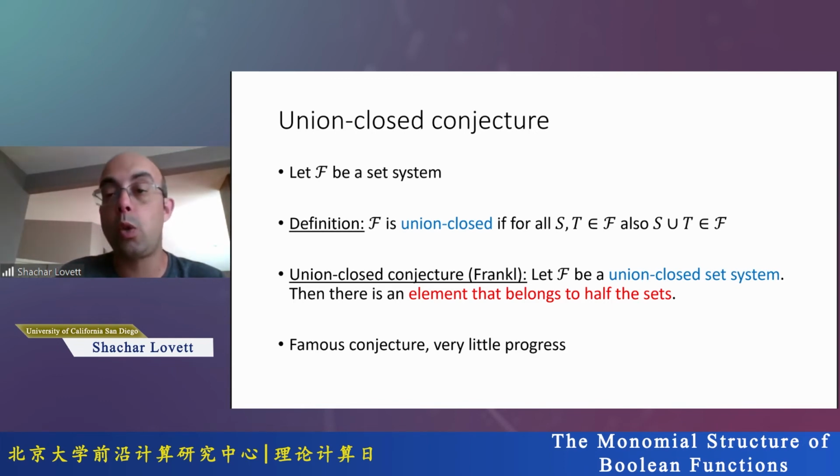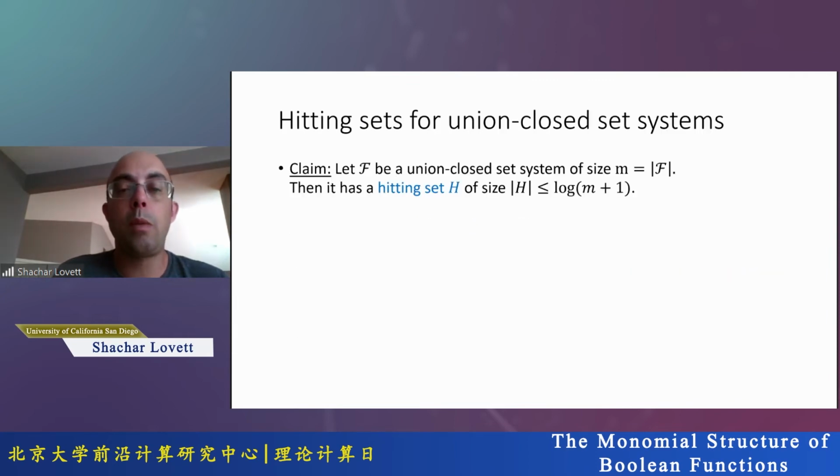And I want to tell you why this question is connected to what I told you about the monomial structure of Boolean functions, because it doesn't seem to be related. So let me first tell you what people do know how to prove. I'll tell you a claim that is, embarrassingly, basically the only general thing we know how to prove for this union closed conjecture. And the proof is going to be simple enough that it's going to fit at the bottom half of the slide. So here's the claim. Let F be a union closed set system, with M the number of sets. Then it has a hitting set, a family of elements intersecting all of the sets in it, of size at most log M, or really log M plus 1, but about log M.